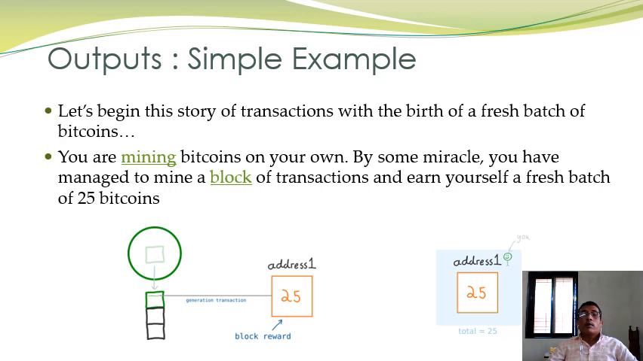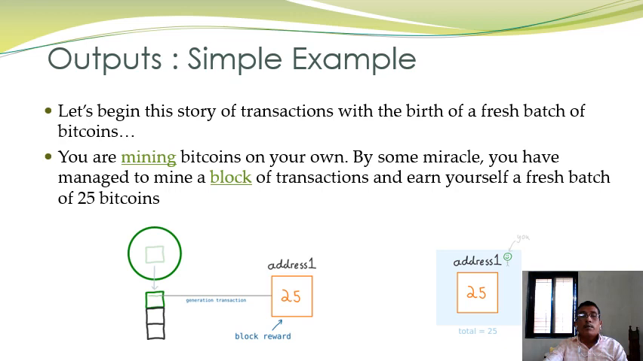We will start our discussion with a simple example. Let us begin the story of transactions with the birth of a fresh batch of Bitcoins. Suppose you are mining Bitcoins on your own, and by some miracle you have managed to mine a block of transactions and earn yourself a fresh batch of 25 coins. That means you will receive 25 coins. Initially we have 25 coins in our hand, and how these 25 coins can be transferred to another address is the concept we have to understand.